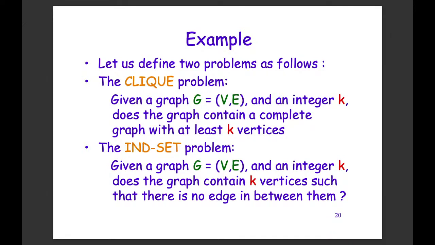So this is an independent set problem. And obviously, independent set is also in NP. The reason is that we can give a very short proof, the k vertices as a proof, so that people can verify whether there are no edges between them in polynomial time. So this problem is polynomial time verifiable.